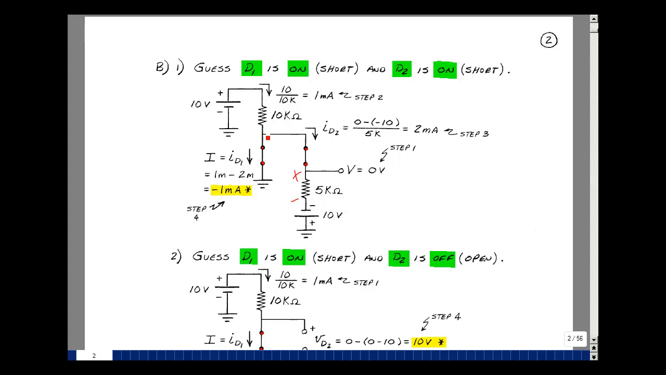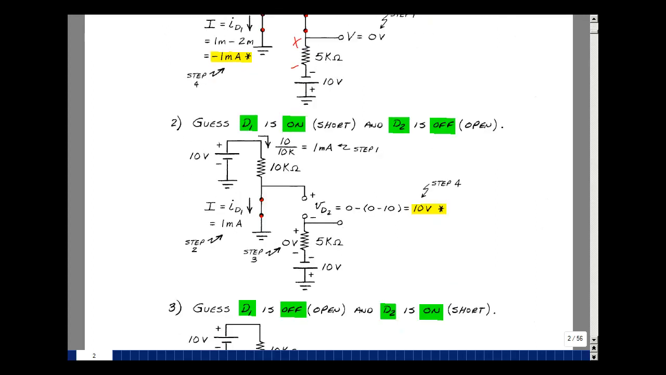The current entering is 1 milliamp. The current entering this way is minus 2 milliamps, and so what's leaving is a minus 1 milliamp. But current can only flow in this direction. It can't flow this way, so it's a contradiction. Same problem, just different resistor values, and I get a different result. Let's guess that maybe this is an open circuit instead of a short.